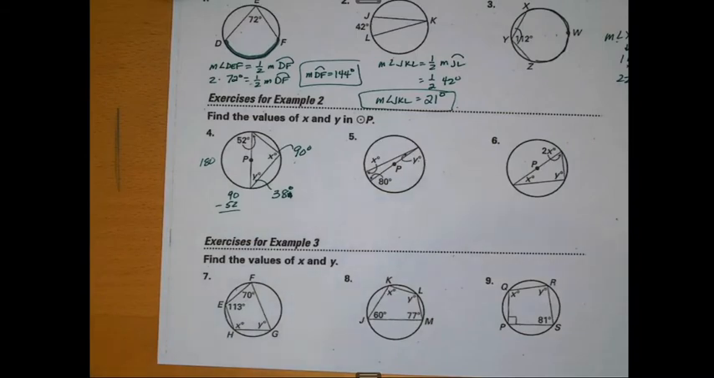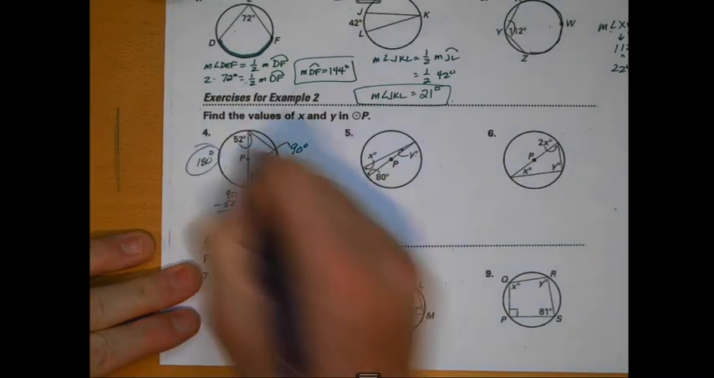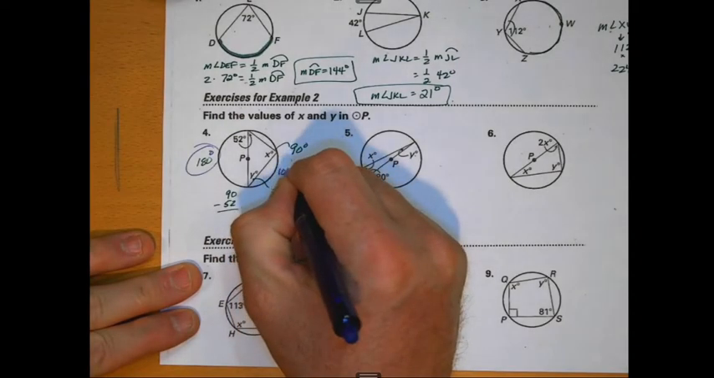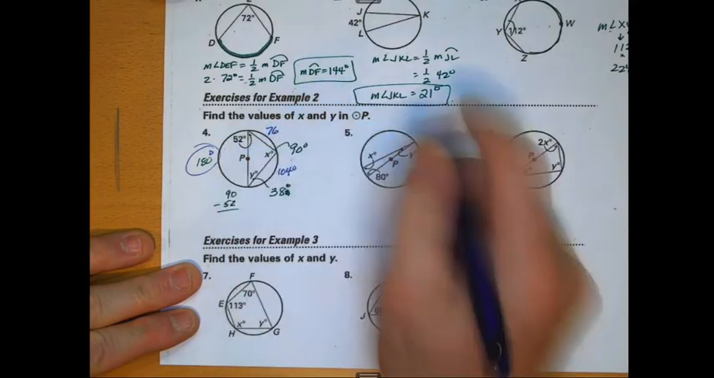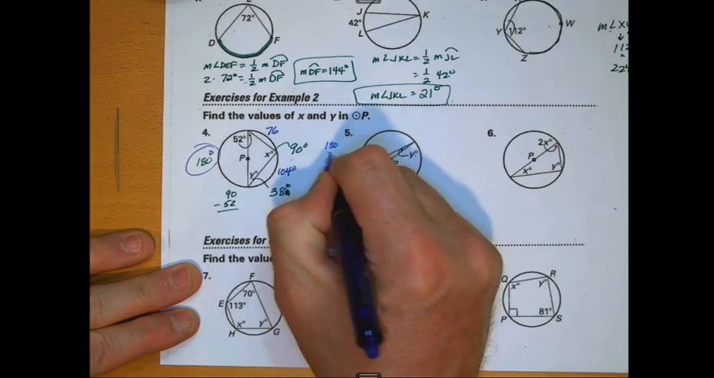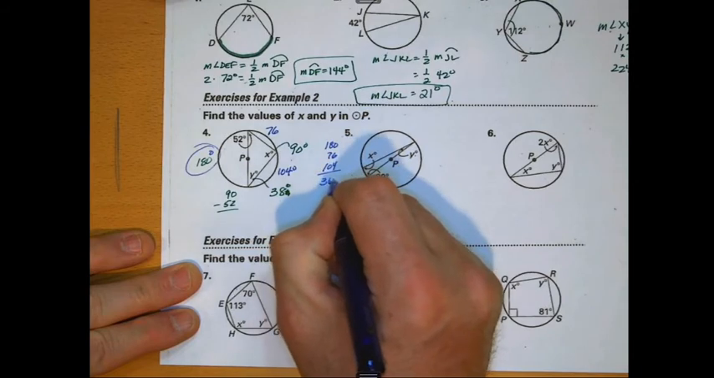So the intercepted arcs would be 180. This one would be 104. And if that's 38, that would be 76. And if I add 180, 76, and 104 together, I get 360 degrees.